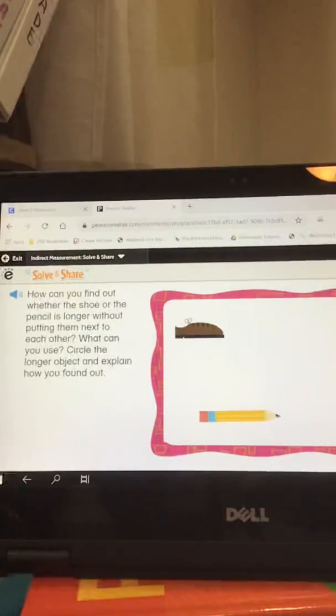One more time. How can you find out whether the shoe or the pencil is longer without putting them next to each other? What can you use? Circle the longer object and explain how you found out.